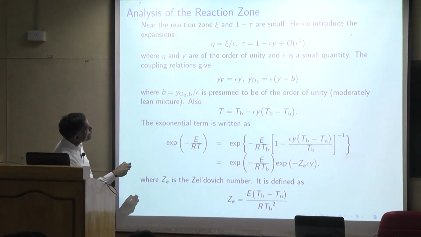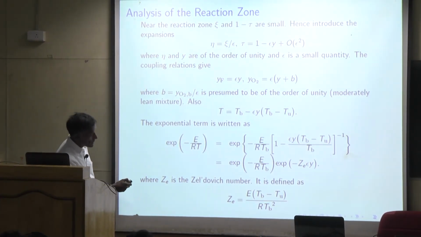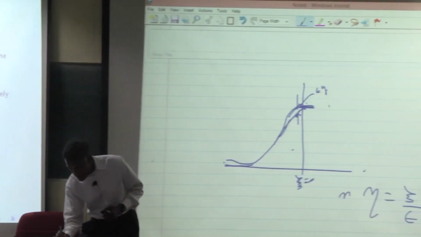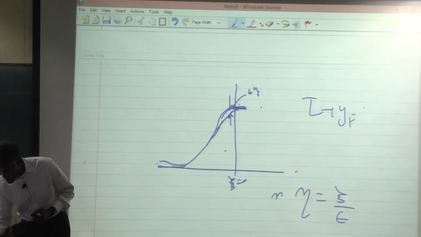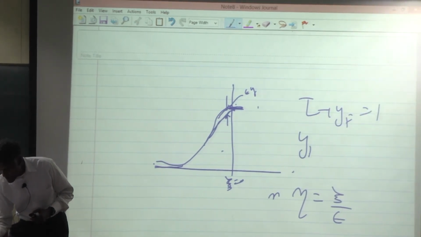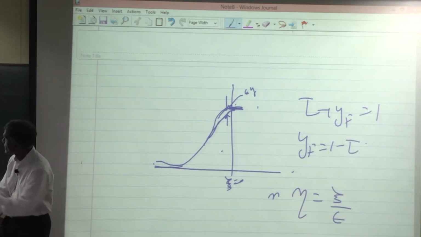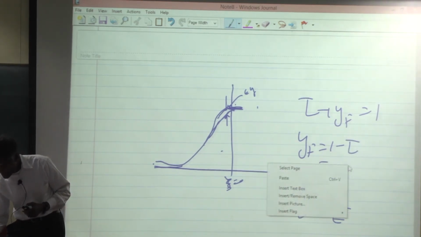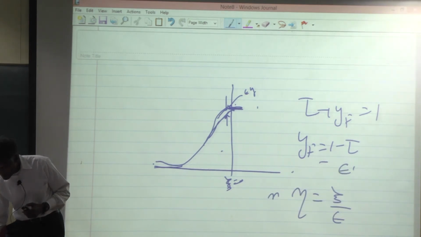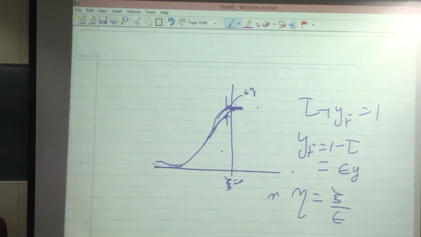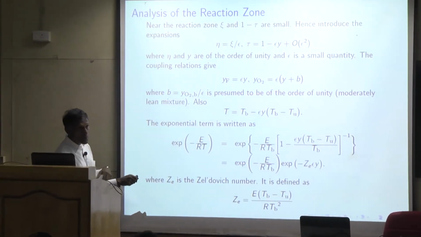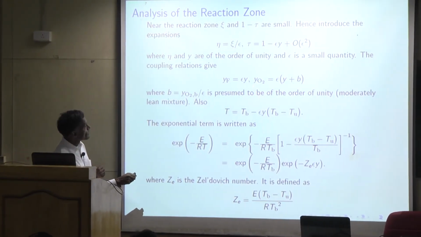Now I can see that tau is 1 minus epsilon times minus y. If you recall, I said that everywhere in the reaction zone, tau plus YF equals 1. Therefore, it follows that YF is 1 minus tau, and since tau is 1 minus epsilon y, YF has to be equal to epsilon times y. So that's the concentration of the fuel in the reaction zone, and YO2 is obtained in a similar fashion.